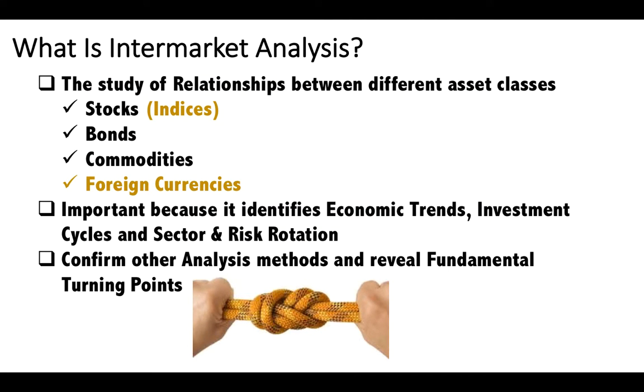So, what is intermarket analysis? Well, this is really the relationship between different asset classes. You have stocks, indices, bonds, commodities, and foreign currencies. Now, let me tell you that the movement of stocks, bonds, and commodities do affect foreign currencies. And if you're good at looking at charts, in order to predict the direction of the currencies, you could even be looking at the stock indices because they do move in tandem, especially the pairs that are highly correlated to the movement in the stock markets. For example, the USD yen pair, USD JPY. And intermarket analysis is so important because it identifies the economic trends, investment cycles, and sector and risk rotation.